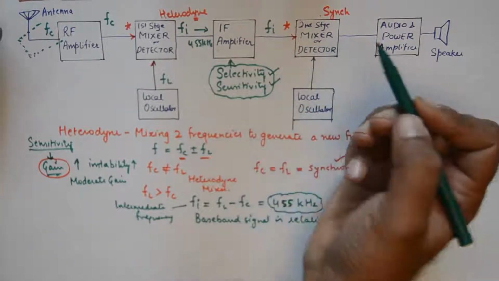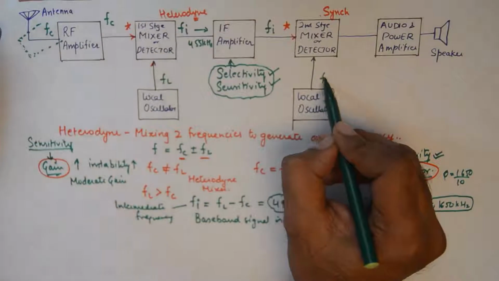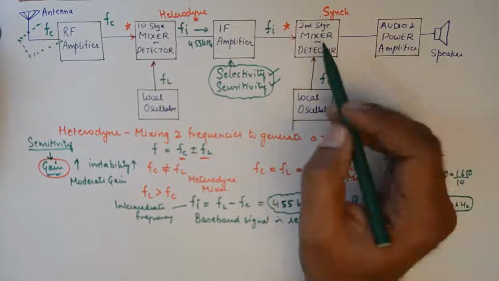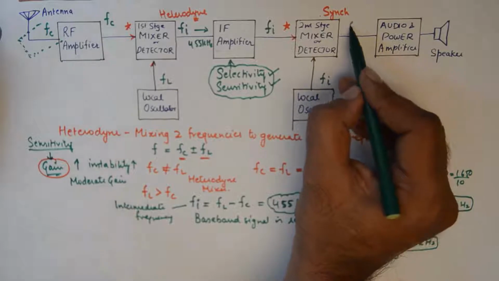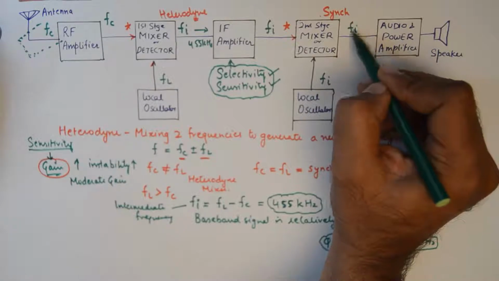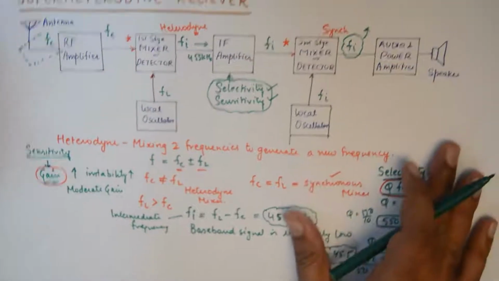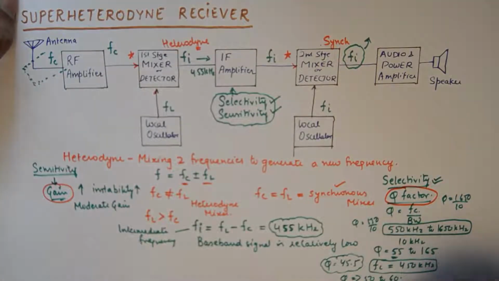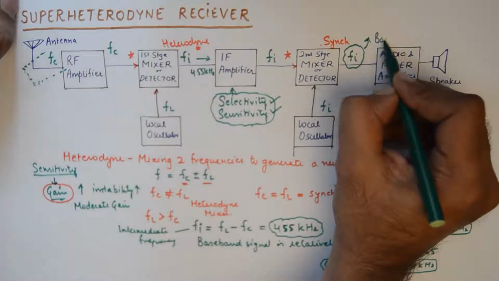And once selectivity and sensitivity are done correctly by the IF amplifier, then of course this Fi is fed to the second stage mixer, and this local oscillator will also produce a frequency which is equivalent to Fi, because this is a synchronous mixer, and it will superimpose these two frequencies to give Fi here at the detector stage, which is detected using a technique which could be any modulation detection technique like an envelope detector or peak detector. So the baseband signal is retrieved here.